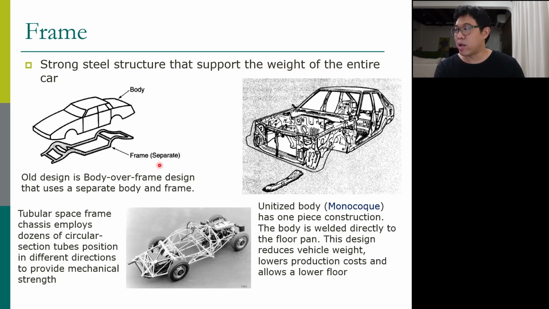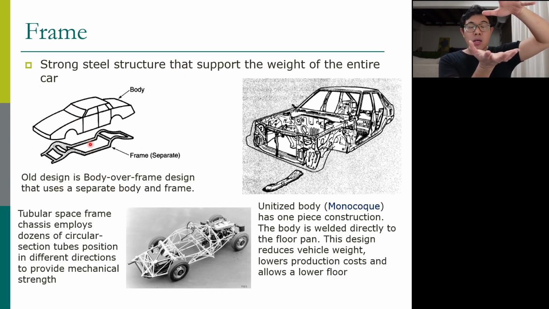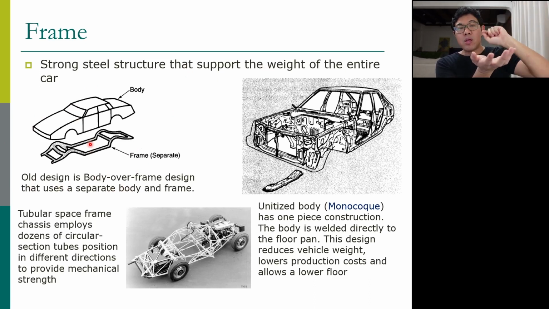The first one, the car design is body over frame. So body and frame are two separate parts. We put body on the frame, we put engine on the frame, we put everything on the frame, and the frame sits on the suspension system. This style is still used for pickup truck and big truck.